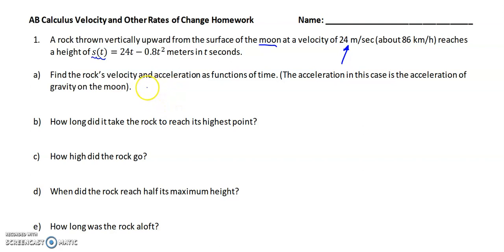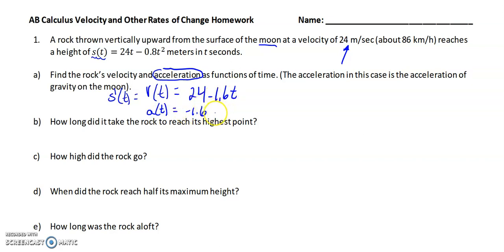Take the derivative. There's v of t. So v of t is going to equal 24 minus 1.6t. We took the derivative. The derivative of position is just velocity. If we want to get the acceleration, which it's also asking us for, take the derivative. The derivative of velocity is acceleration. That's negative 1.6, and there's our constant. Remember on Earth, this is the same idea as when we did the problems and we had the negative 9.8 out in front.